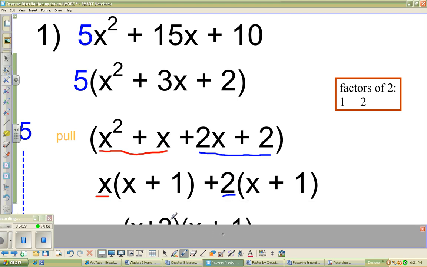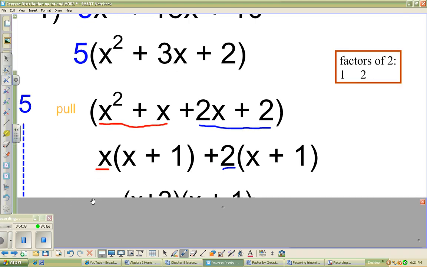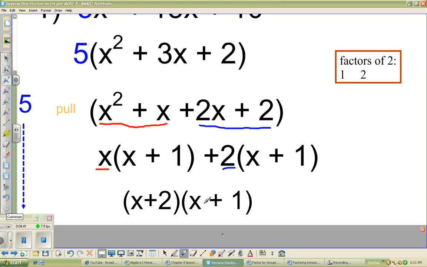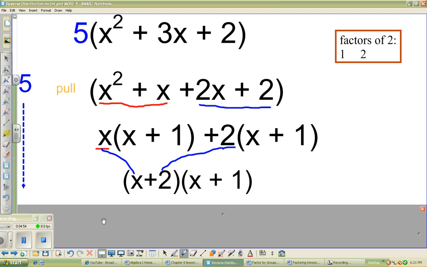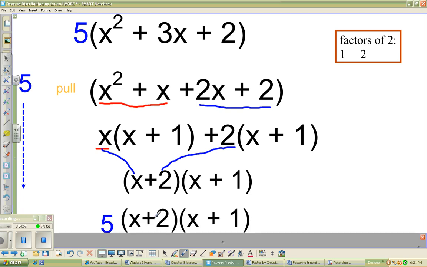But you'll notice that here we have x plus 1, and there we have x plus 1. A common factor of x plus 1 can be pulled out. So that's what we do. We pull out the x plus 1, and this term is reconstructed here. So now we have x plus 2 times x plus 1. But wait a minute, don't forget about that 5 we factored out to begin with. So our final answer is that.